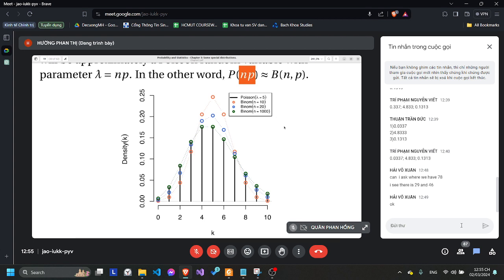Okay. So this example shows you that when n is large enough and p is small, then you can use the Poisson distribution with lambda equals np to approximate the binomial distribution. Okay. Why is this approximation meaningful? Why is it significant? Look at the next example.